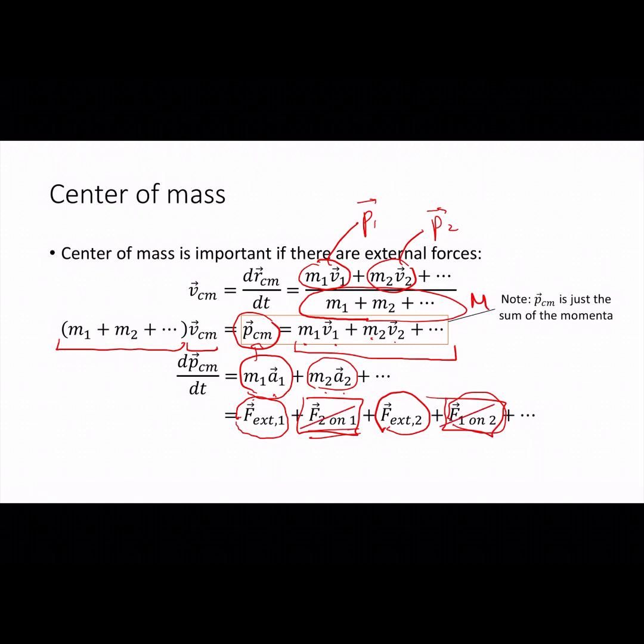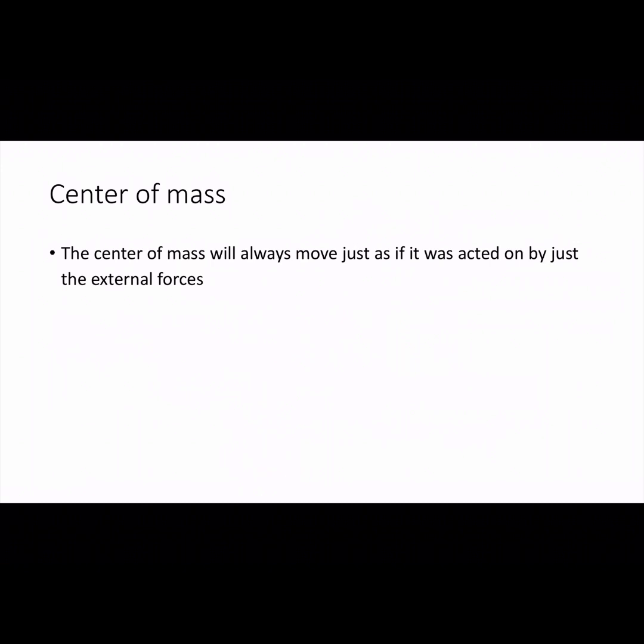So the conclusion that we reach is that the time derivative of the center of mass momentum is equal to the total external force. In other words, the center of mass will just move as if it's acted on by all the external forces. So gravity, for example, acts on all of these objects. The center of mass will move as if it's being affected by gravity, or if everything's being acted on by a spring or something like that. It's usually gravity in these types of problems.